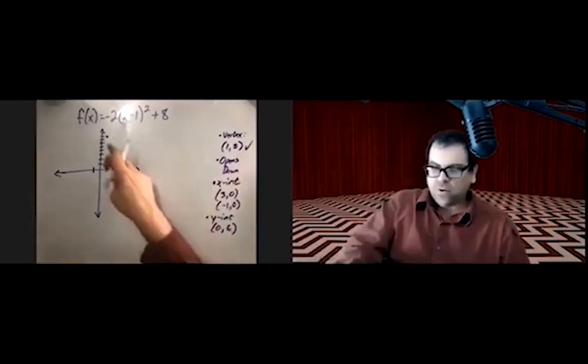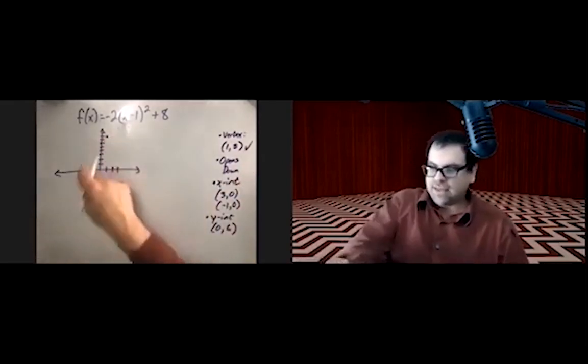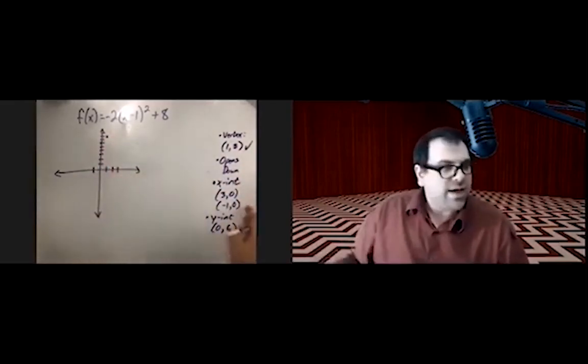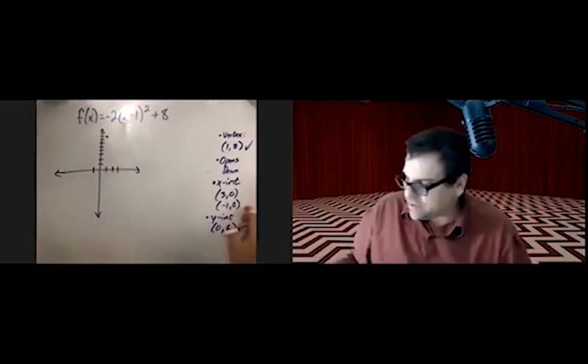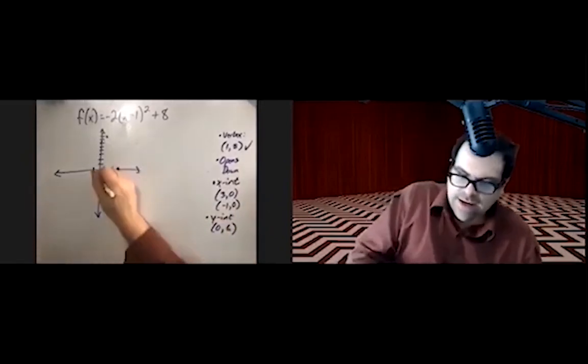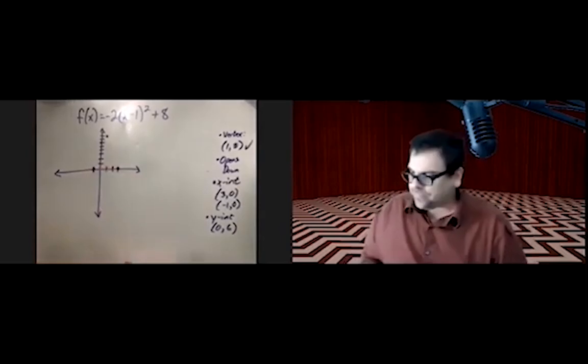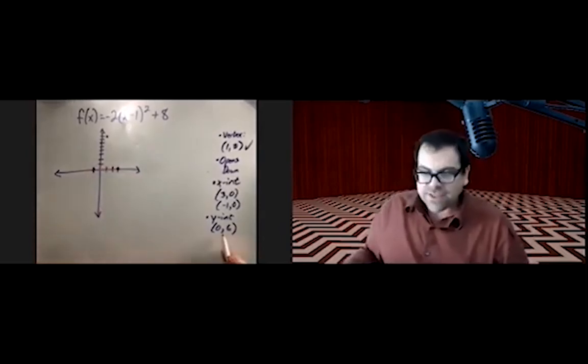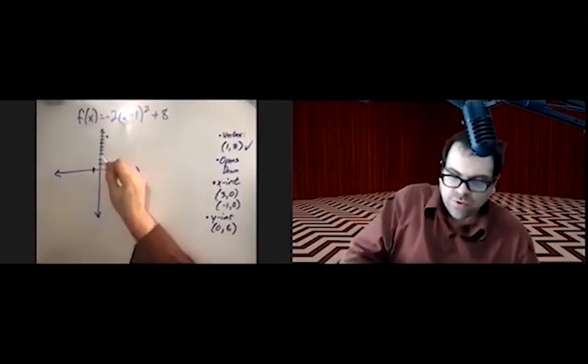It opens downward, so we're expecting it to hit the x-axis twice. That's why we have two x-intercepts at 3 and at -1. The y-intercept happens at 1, 2, 3, 4, 5, 6.